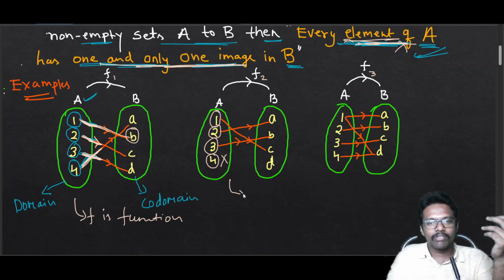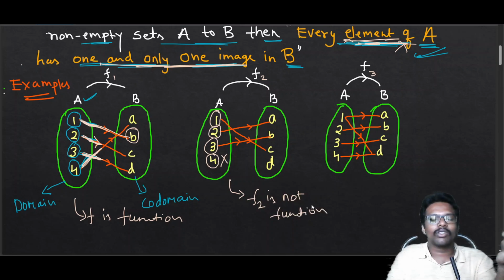So directly we can write that there is no need to check one and only one image in B, because the first condition failed. Every element of A is not satisfied in this given example, because 1 is used, 2 is used, 3 is used, but 4 is not used here. So f2 is not a function, because the first condition itself failed.